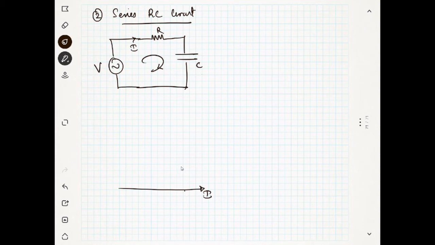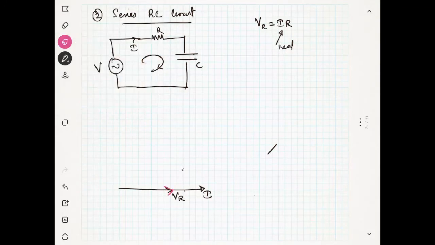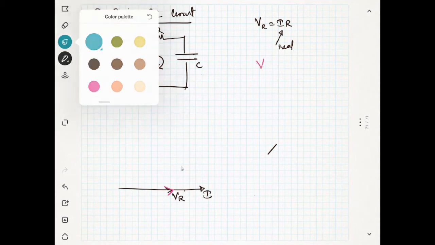Now you know that the voltage across the resistance will be I into R. You can see there is no complex number here. Everything is real, so it will be in the same direction as the current. This is VR.